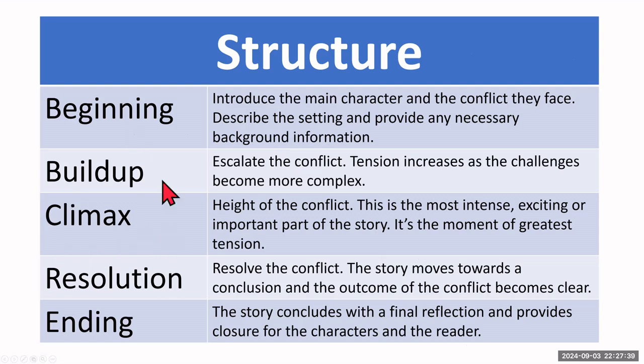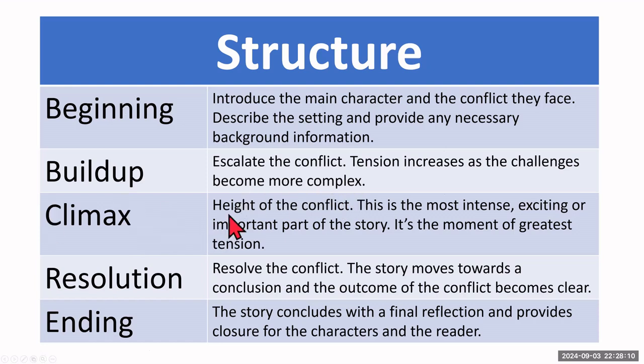So we have beginning, build-up, climax, resolution, ending. In the first paragraph, we will introduce the main character and the conflict they face, describe the setting, and provide any necessary background information. In the build-up paragraph, we will escalate the conflict. Tension increases as the challenges become more complex.